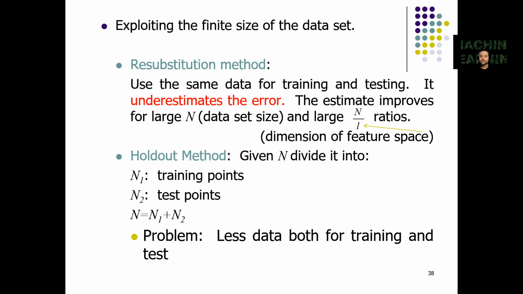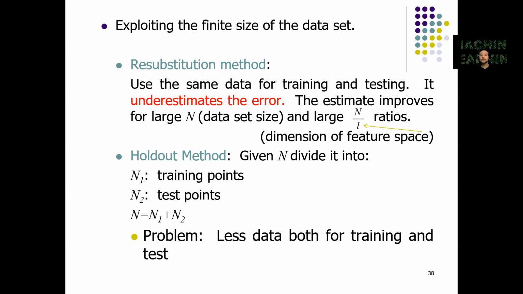If you use a very large data set size and large ratios of data over the dimensionality of the input space or the feature space, then the estimation gets better. So if you have a huge training set, the estimations that you are going to get are going to be better, and approximate the true error that your system will make in the real world.